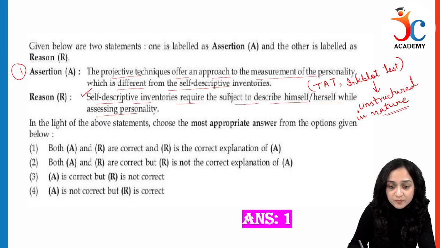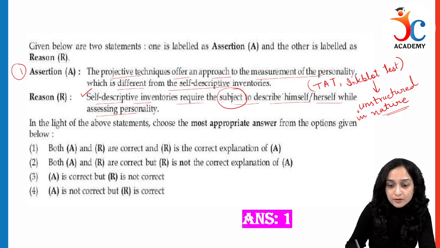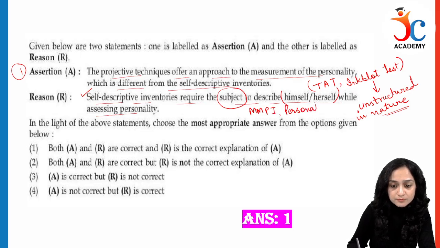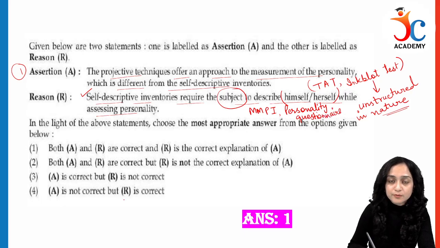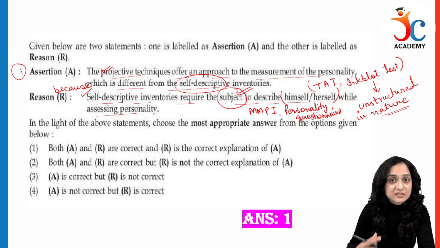Self-descriptive, on the other hand, requires the subject, that is, the person on whom the test is being conducted, to describe themselves. For example, MMPI test, or any personality questionnaire, they are structured in nature. That is why projective techniques differ from self-descriptive, because in self-descriptive inventories, the subject describes their personality. That is why option number 1, both A and R are correct, and R is the correct explanation of A.